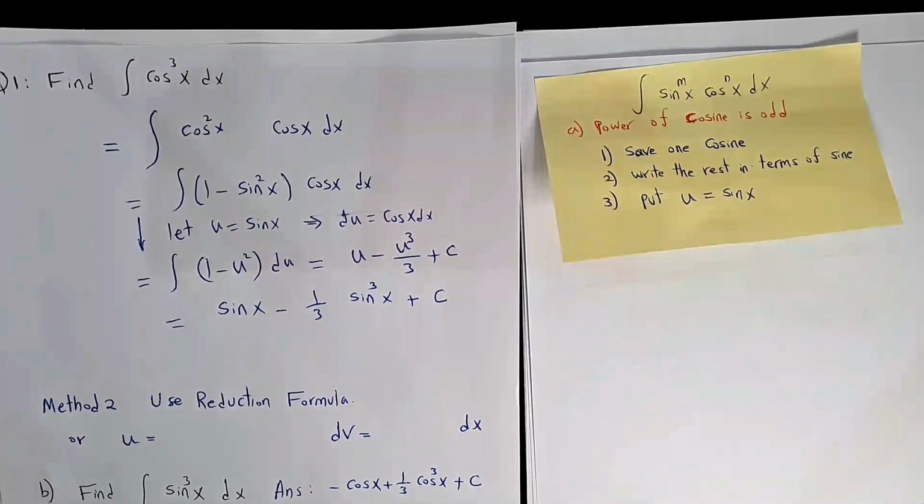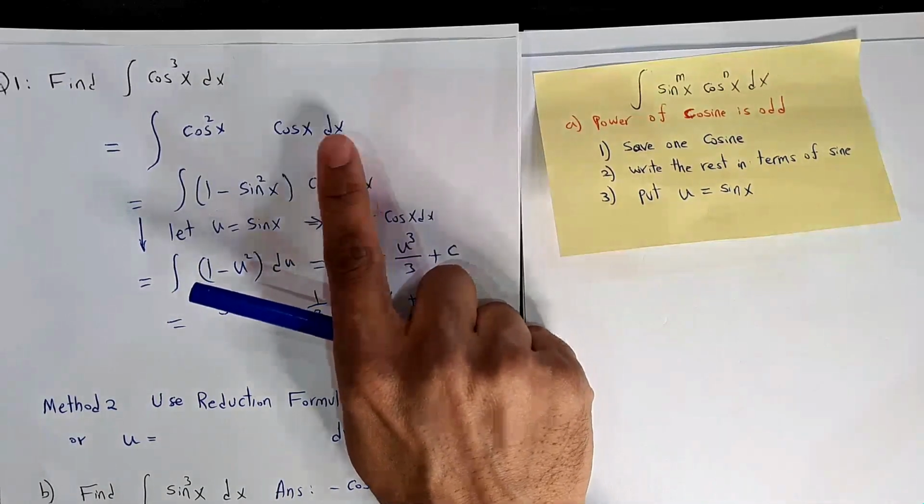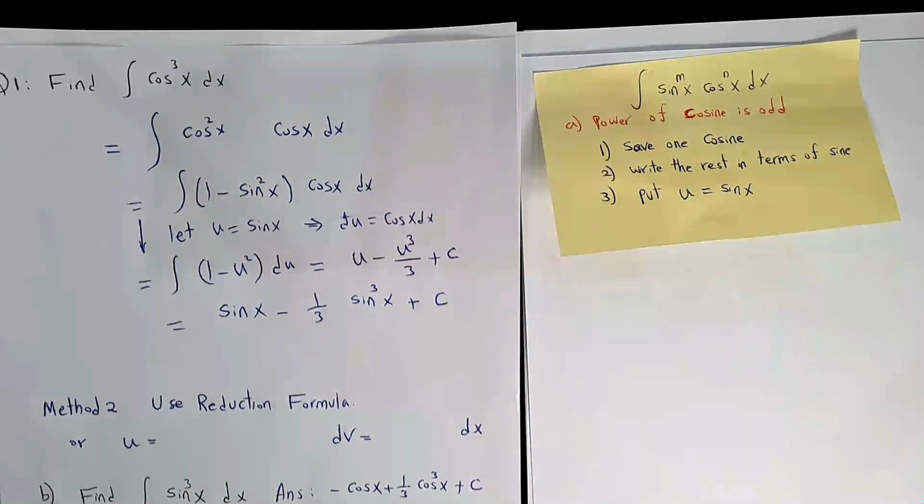Let me summarize. We took cosine x. We save it at the end. We write everything here in terms of sine. Then we make the substitution u equal to sine x.